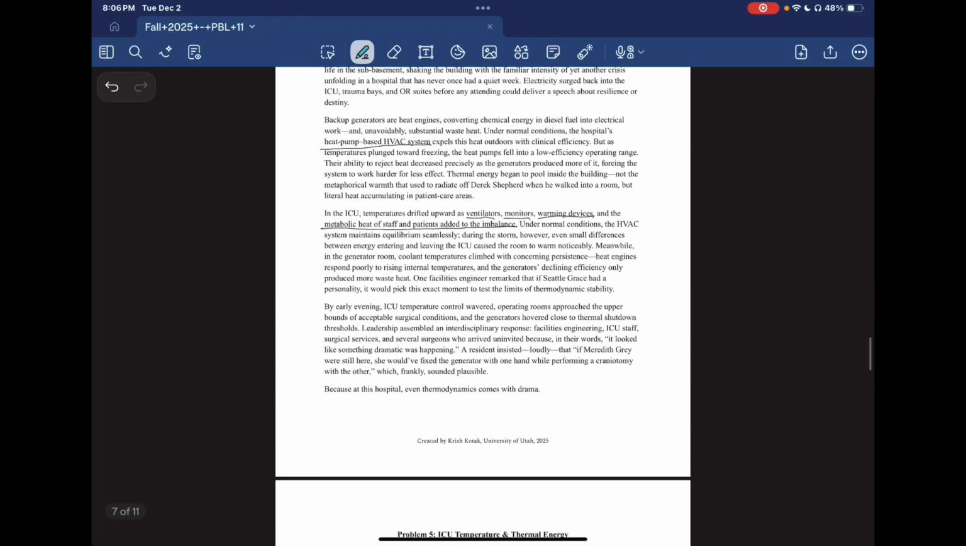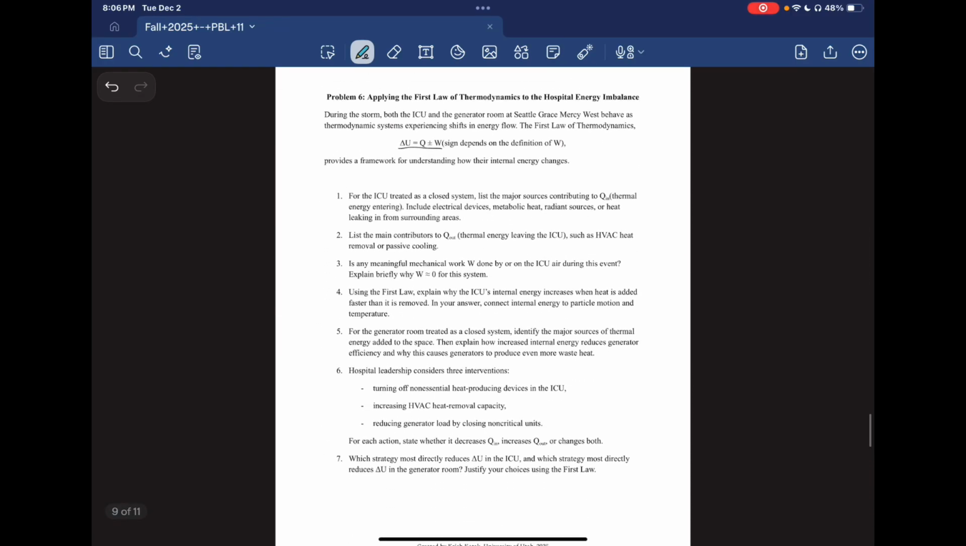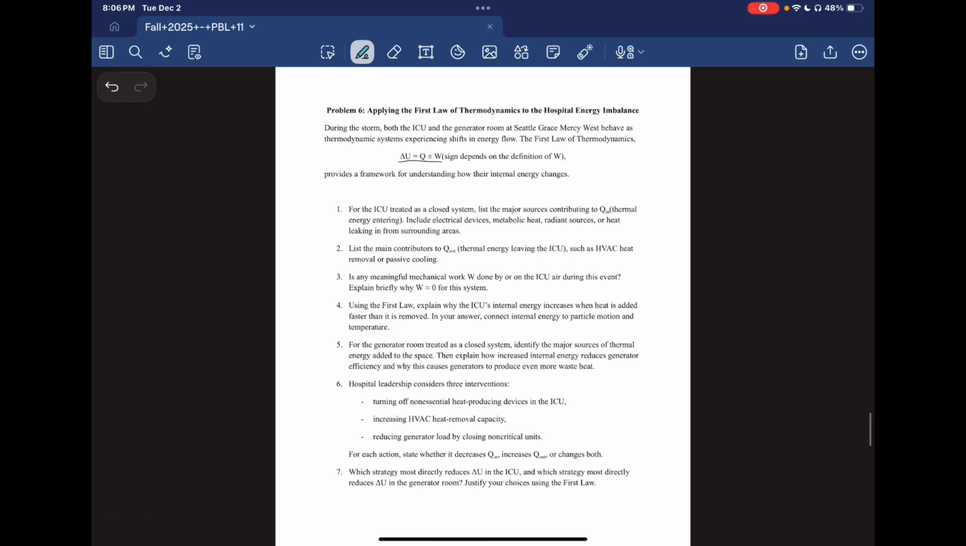Again, I'm just going to go back to these same sources. So ventilators, monitors, warming devices, and metabolic heat. And then question 2, list main contributors to Q out. That's just going to be the HVAC system.